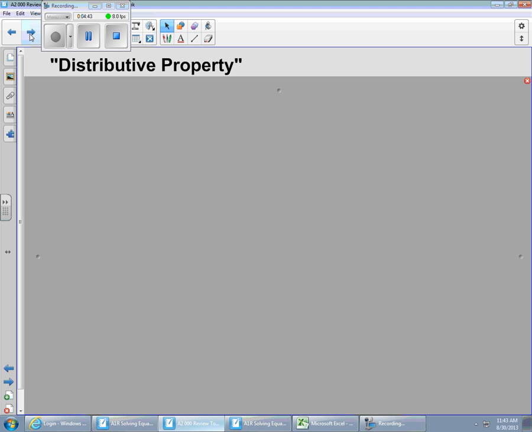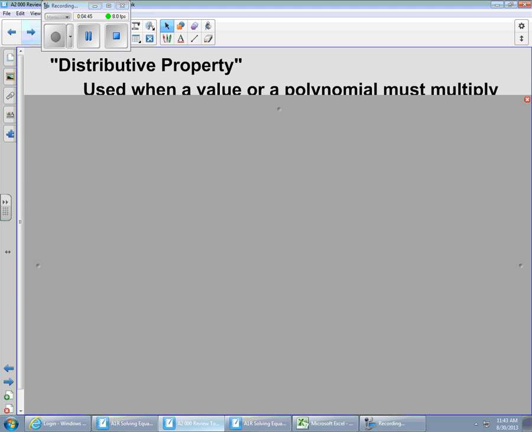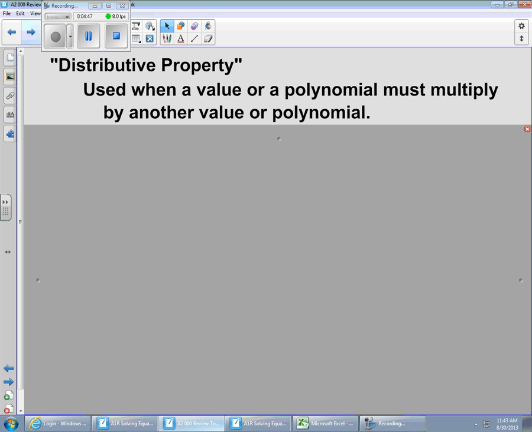The distributive property. Okay, the distributive property is used when a value or a polynomial must multiply by another value or polynomial. And of course, a polynomial is just a fancy word that means a number of terms. It can be as few as one term, like a monomial. It can be two terms, a binomial, three terms, a trinomial, and so on.